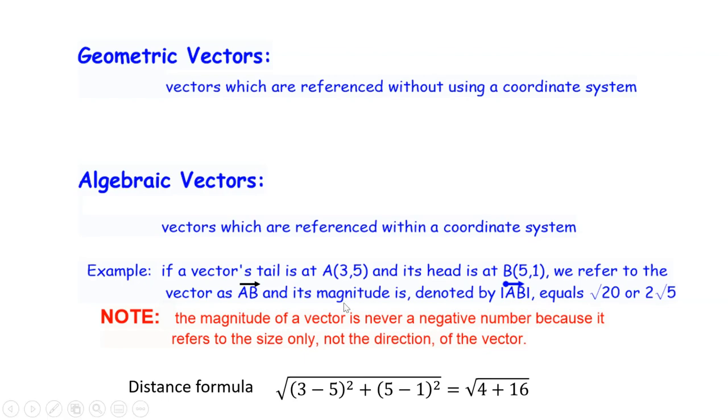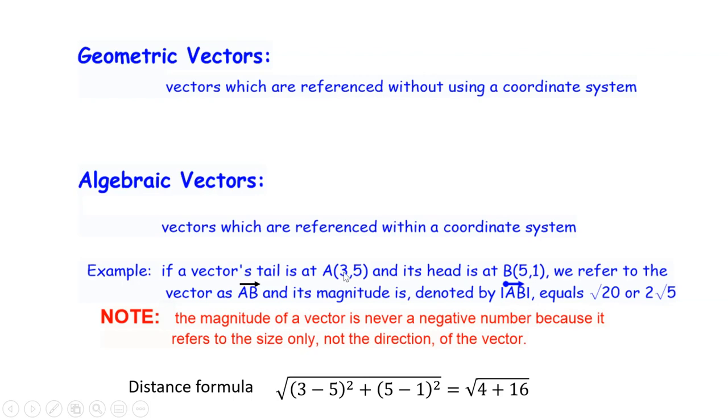So if a vector's tail is at 3, 5, and the head is at 5, 1, refer to the vector as AB, and its magnitude is denoted by, and we said this before, the 2 lines around it, and it equals the square root of 20. How do I get that? By using the distance formula. The square root of 20, or 2 root 5, that is. The magnitude of a vector is never negative. I said this before because it refers to the size only, not the direction of the vector.